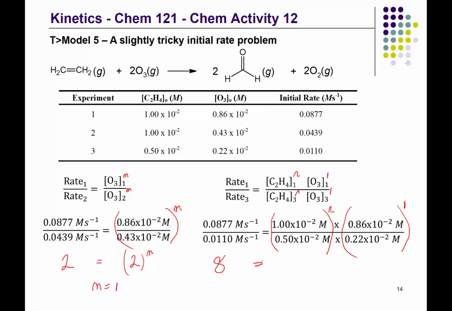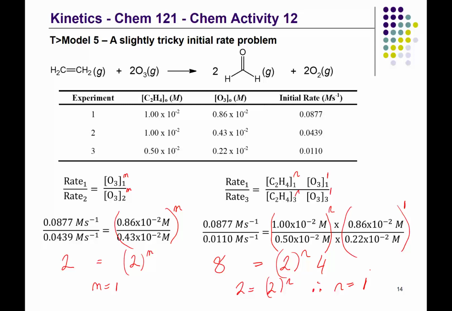Dividing the concentrations of ethene, I get a value of 2. So that would be 2 to the n. Dividing the concentrations of ozone, I get a value of 4. Now I divide both sides by 4, and essentially I end up with the following equation. 2 is equal to 2 to the n. Therefore, it should be clear that the value for n, once again, is simply 1. So the order with respect to ozone is 1. The order with respect to ethene is 1.